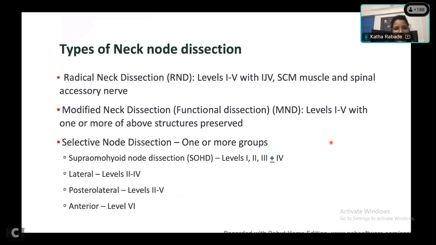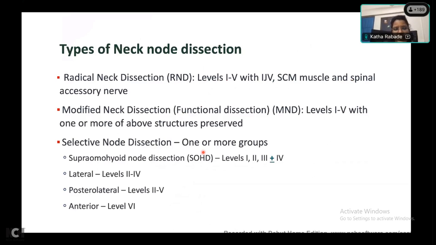So the types of neck dissections include radical neck dissections, which is removal of levels 1 to 5 with internal jugular veins, sternocleidomastoid muscle, and spinal accessory nerve. Modified neck dissection is a functional dissection which also removes levels 1 to 5, but one or more of the above three structures is preserved.